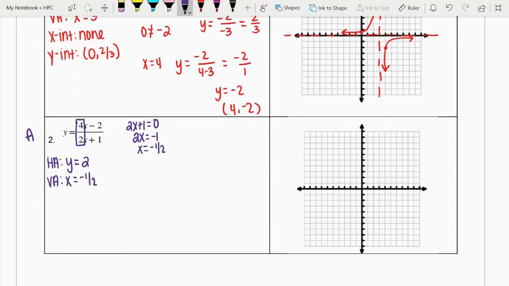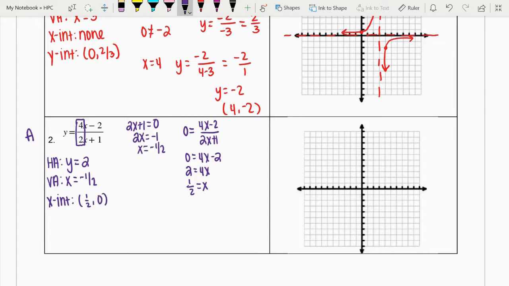Okay, now we can solve for our x and y intercepts. First, let's solve for our x-intercepts. Let's set y equal to 0. So 0 equals (4x minus 2) divided by (2x plus 1). Multiply both sides by 2x plus 1 and we get 0 is equal to 4x minus 2. Solve for x. 2 is equal to 4x. So then 1/2 is equal to x. So my x-intercept is going to be 1/2 comma 0.